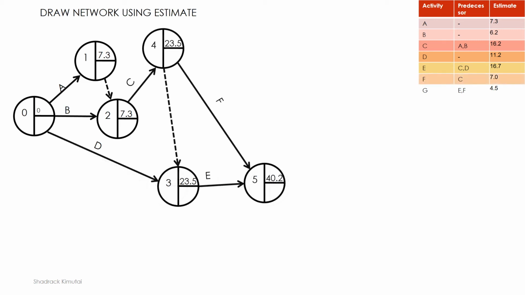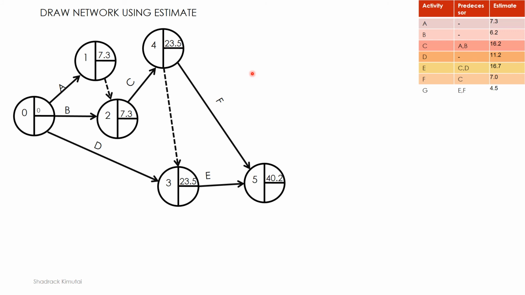F. Now F will bring some new adjustment into the network. Initially, we had C connecting directly from event number 2 to event number 3, but now we have been forced to introduce another event here. Now, if you look at F, it is only dependent on C, meaning that it does not depend on D. The reason why we have to separate it is that sometimes, and this is not in most cases, you may find that activity D may end up taking longer than activity C.